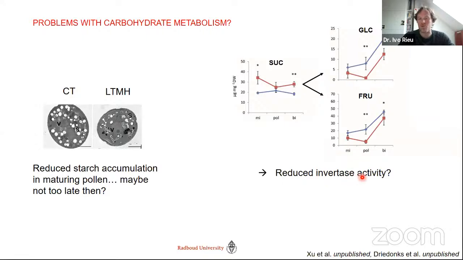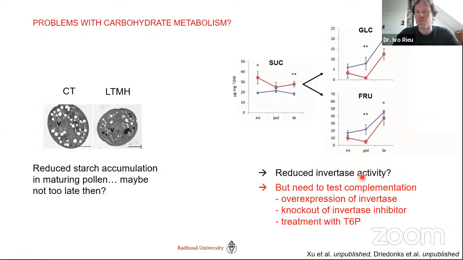Maybe there's a problem with reduced invertase, but we're still not convinced, because this is just a correlation and we would like to complement it. That would be the ultimate test, to prove that, for example, low hexose levels are really upstream of pollen failure, so they are the cause of pollen failure.